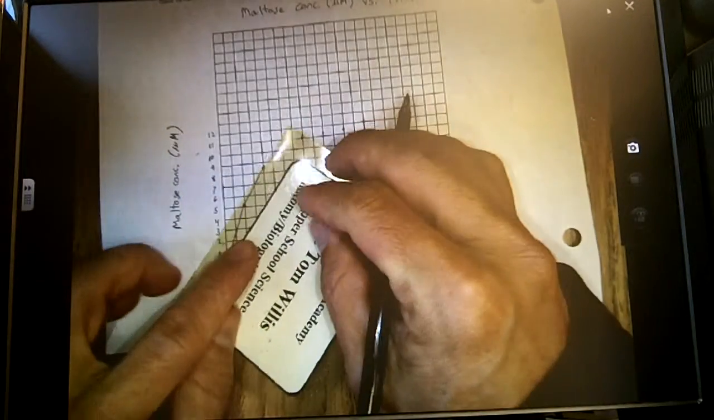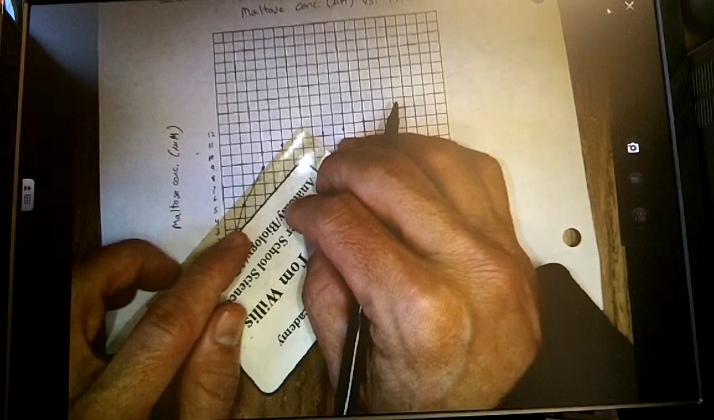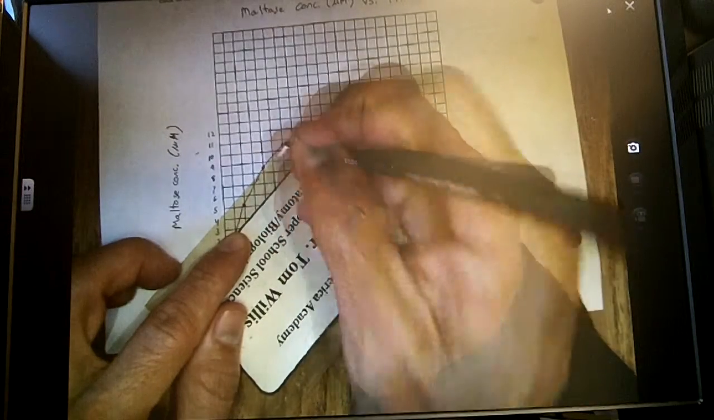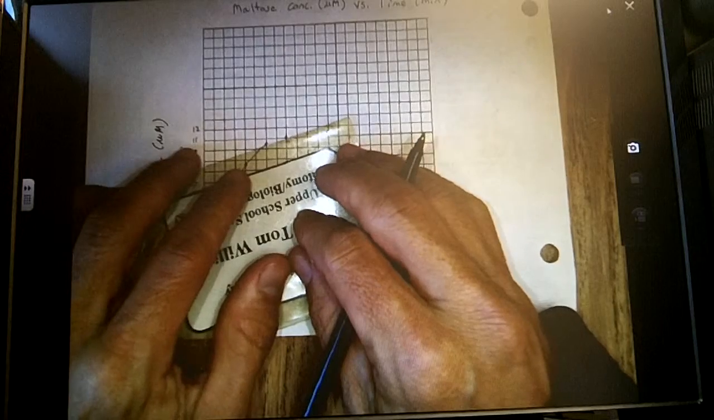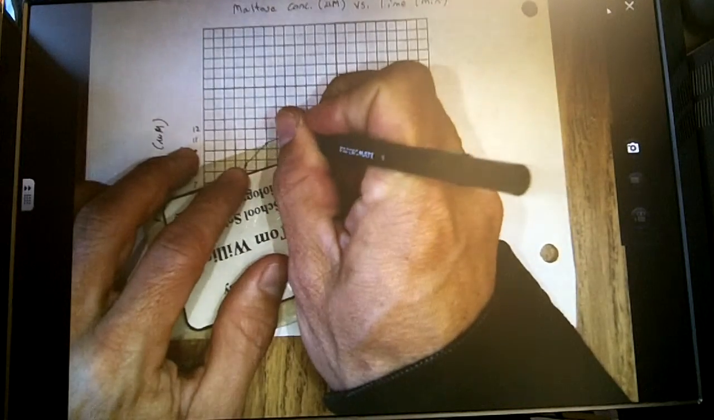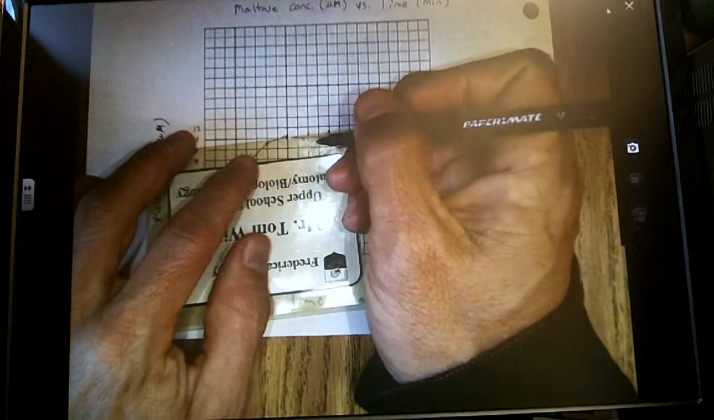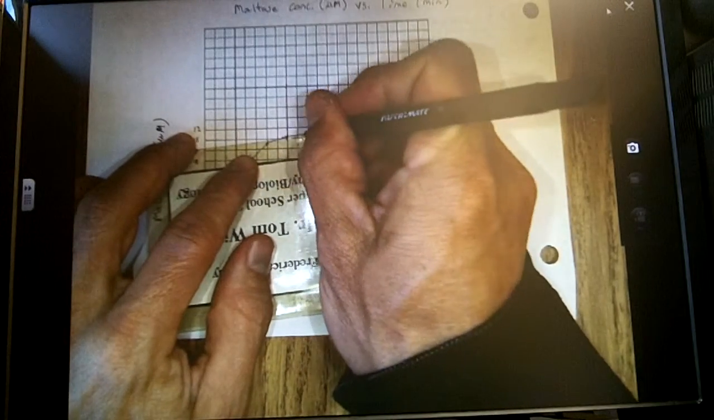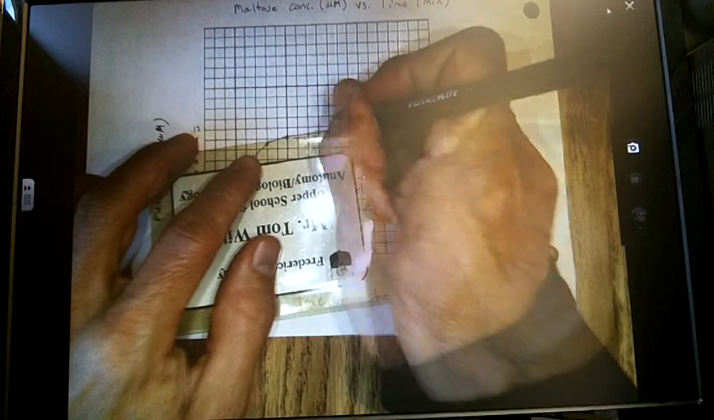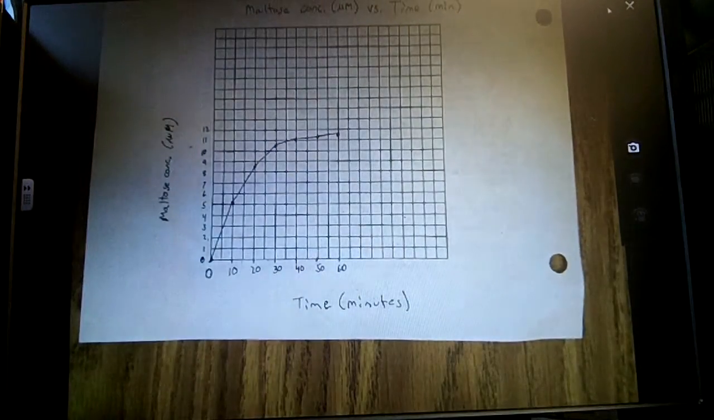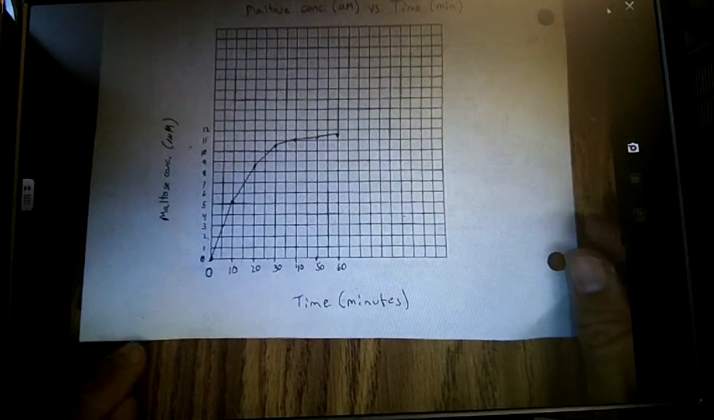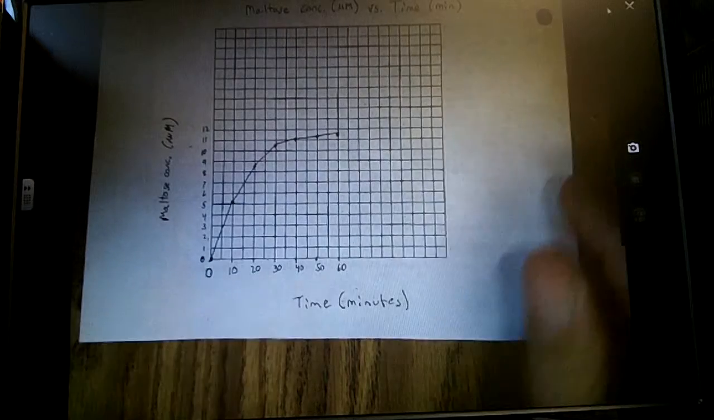But this is easy enough to do. I'm just going to connect these dots. This is obviously kind of a curve, but it's hard to draw a curved line freehand. If you had a computer doing your graphing, the computer could probably do that for you. And there we go. Beautiful. What a beautiful graph, Mr. Willis. And I did that all in 5 minutes.